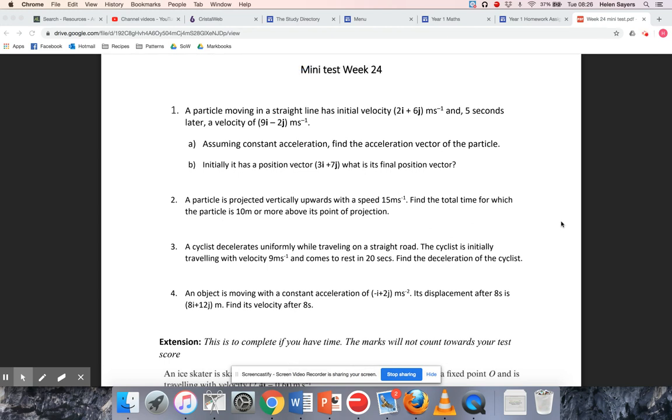Okay, so it's question 2 from the week 24 mini test. A particle is projected upwards, so straight up, so we don't have to worry about it travelling at any kind of angle, with a speed of 15 meters a second. So obviously if I'm taking up, then that's going to be a velocity of 15 meters a second. And then find the total time for which the particle is 10 meters or more above its point of projection.